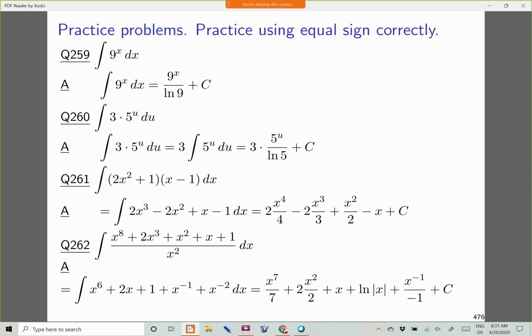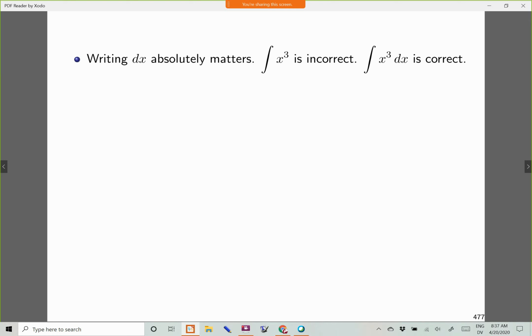Okay. I have some comments, just overall. This section, though we're done with it right now, seems a little strange, and we will continue building off of the ideas of this in the next section. So, a couple comments. Writing the dx absolutely matters. It just kind of seems to be there right now, and I get that. But if you just write integral sign, x to the 3 without a dx, that's not even properly stating the question here. The dx is necessary.